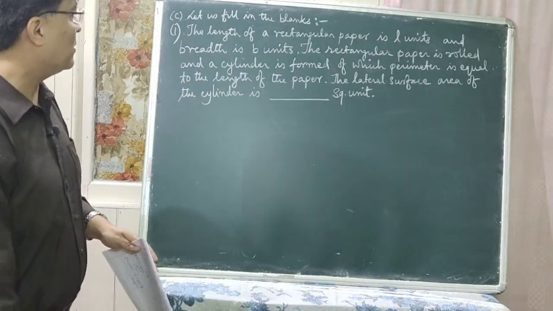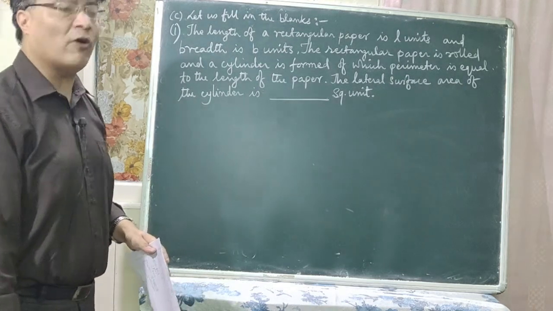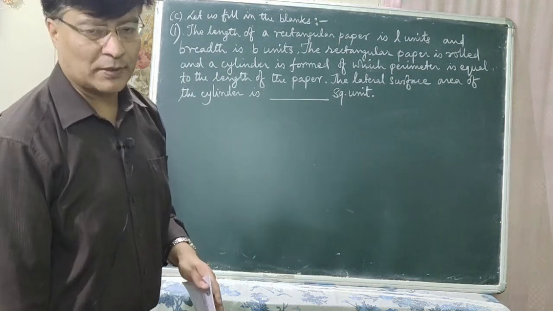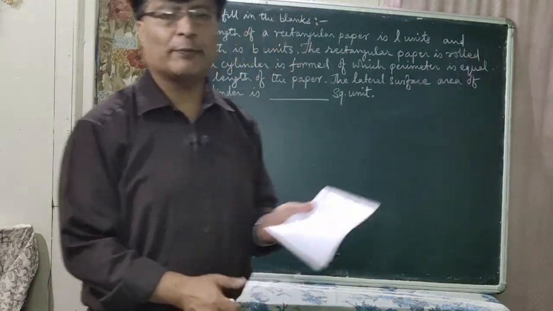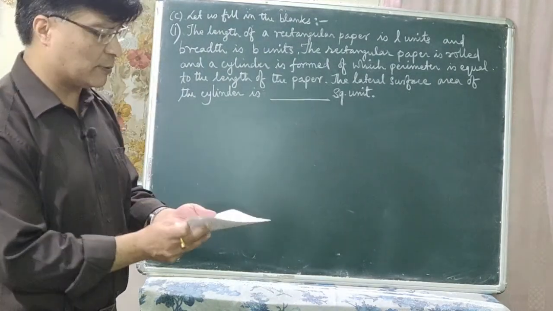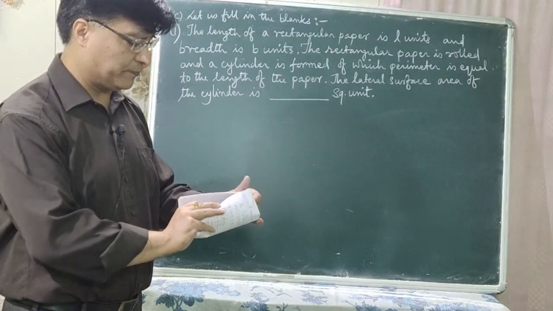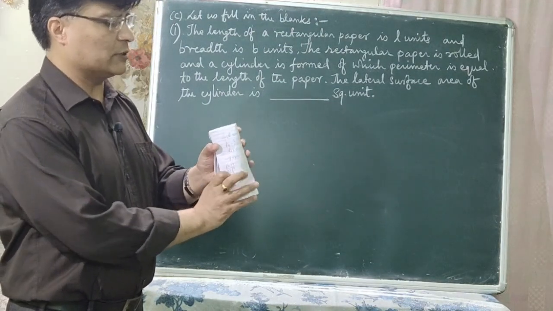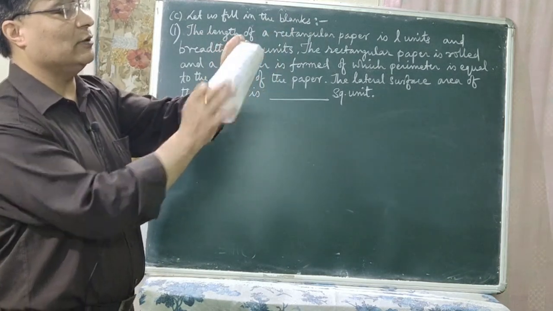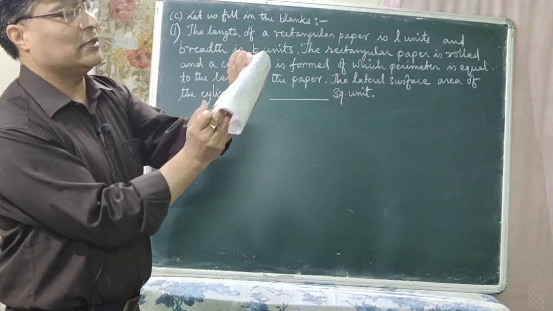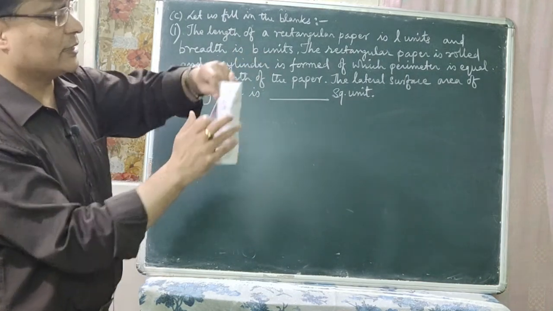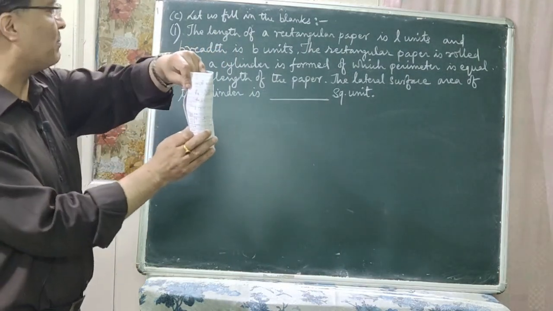The rectangular paper is rolled and a cylinder is formed, of which the perimeter is equal to the length of the paper. Here it says this rectangular paper is rolled and a cylinder is formed. How is it rolled? Like this. As soon as it is rolled like this, it is of cylinder shape, isn't it? It takes the shape of a cylinder. Understood?